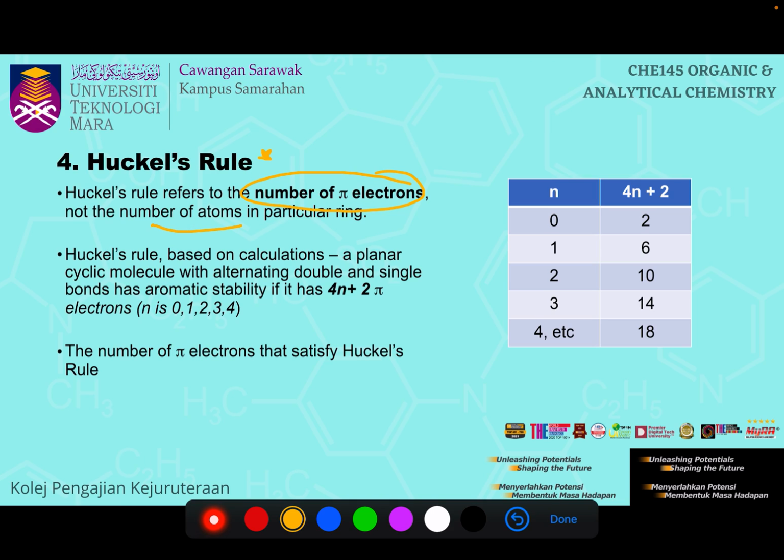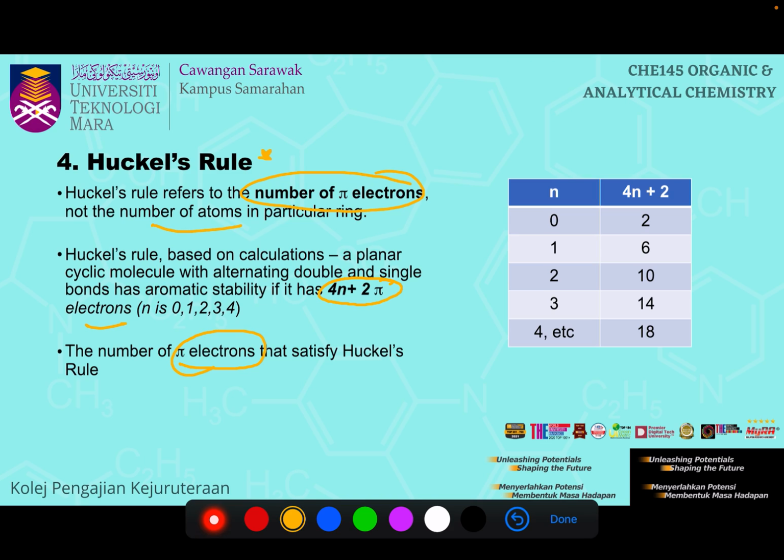So Hückel's rule, based on calculation, says a planar cyclic molecule with alternating double and single bonds has aromatic stability if it has 4n plus 2 pi electrons. So this is the formula. n is 0, 1, 2, 3, 4, and so on. These are the numbers of pi electrons that satisfy Hückel's rule. If n is 0, it is 2; 1 is 6; 2 is 10; 3 is 14; 4 is 18.